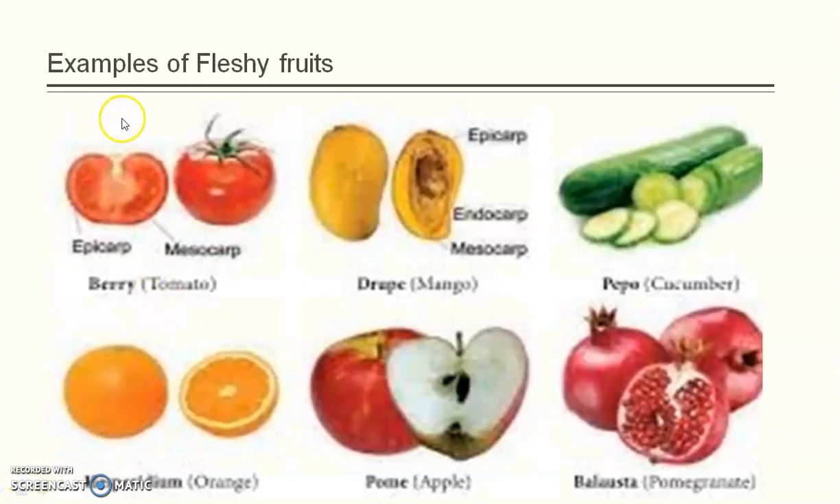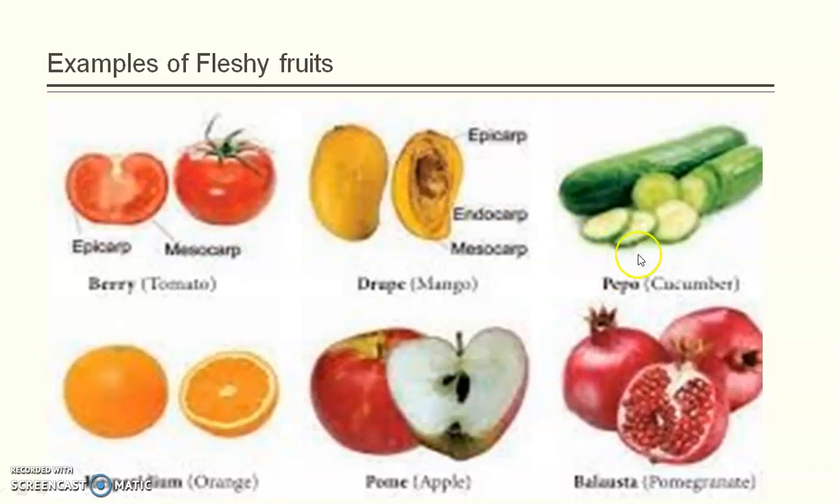So you can see the examples of fleshy fruits. The first one is berry. Berries are always juicy in nature. Example, tomato. So the outer epicarp is soft and the fruit is fleshy. And the second one is drupe. It is otherwise known as stony fruit. The famous example is mango and it has a stony endocarp, and the mesocarp is the edible part.